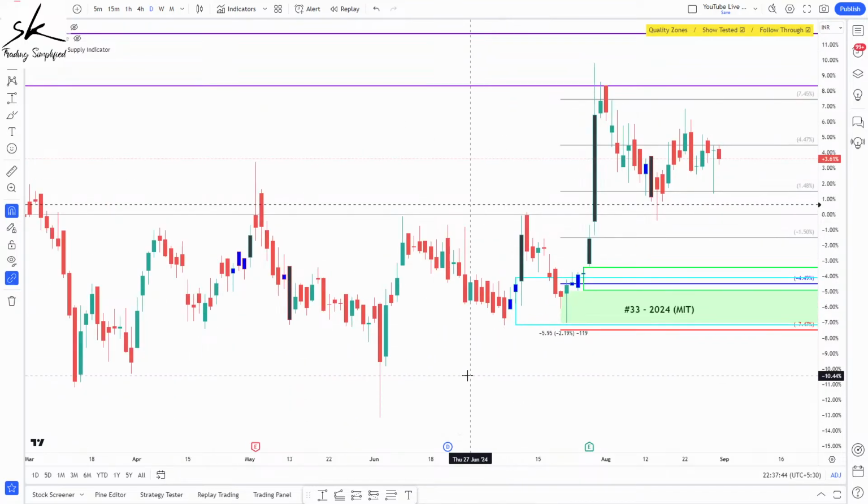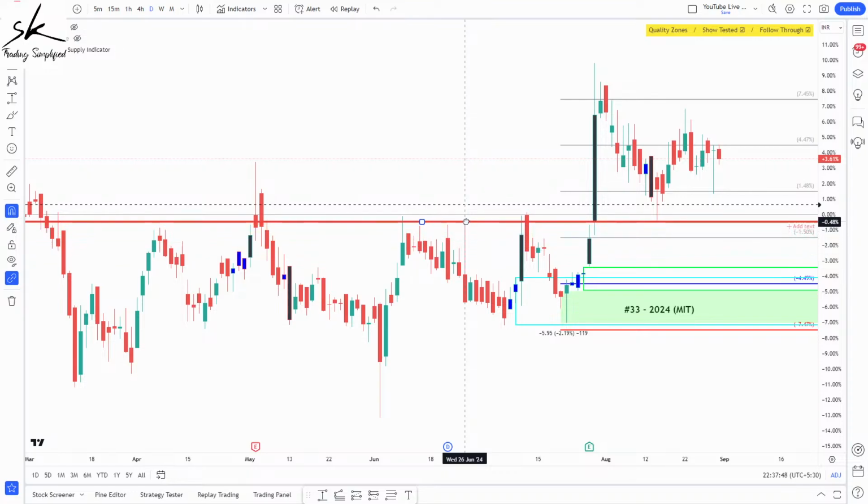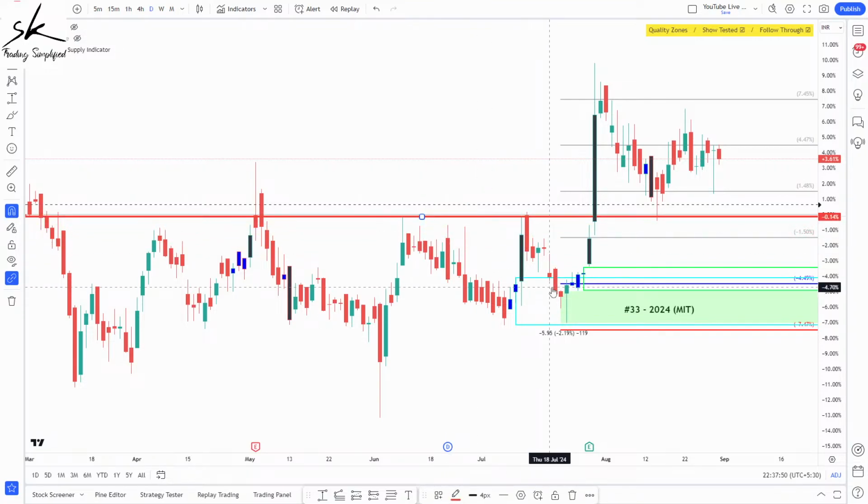And the reason for that is, if I take a horizontal line wherever the proximal is and start pushing it up, you can see almost this area in the past has been acting like resistance. Here also has been acting like resistance. Then you have resistance, now it is acting like support. So we have a pretty clean area of support resistance.